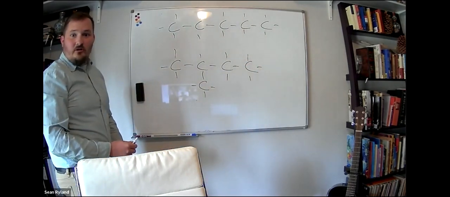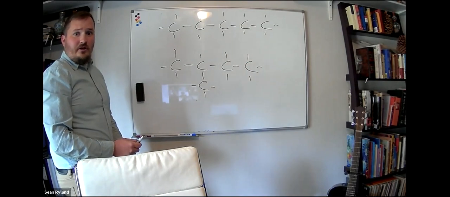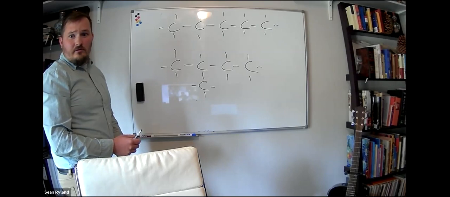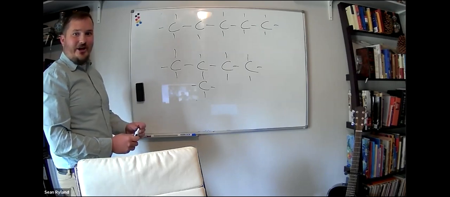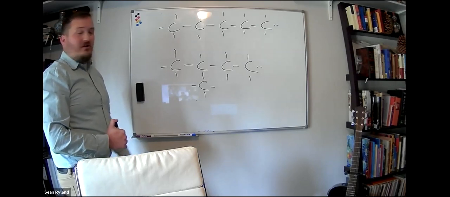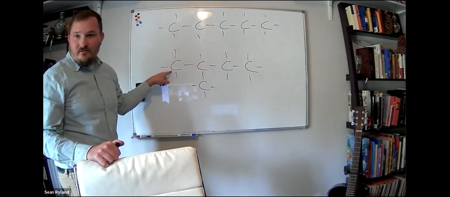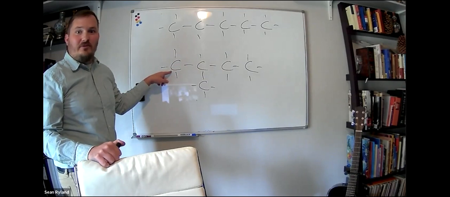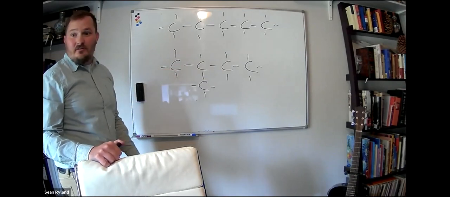That would be an isomer. Is there another one that we could have? I see some heads nodding. So what if we did it again? We still have four in a row, right? Which means there's probably another degree of freedom. We could probably do the same thing again.